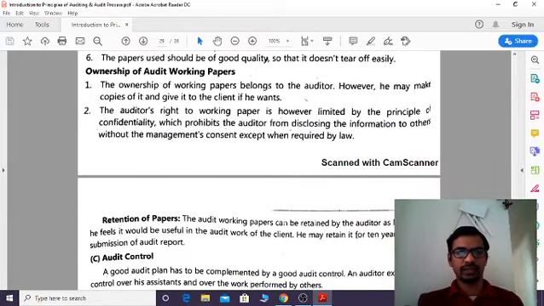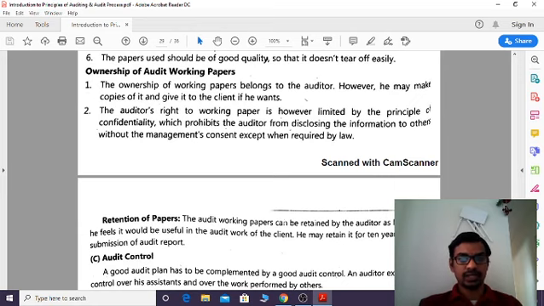Then ownership of the audit working papers. What about the ownership? The ownership of working papers belongs to the auditor. However, he may make copies of it and give them to the client if he wants. So ownership belongs to the auditor, and if the client wants a copy, the auditor can make copies of them and then forward them to the client.